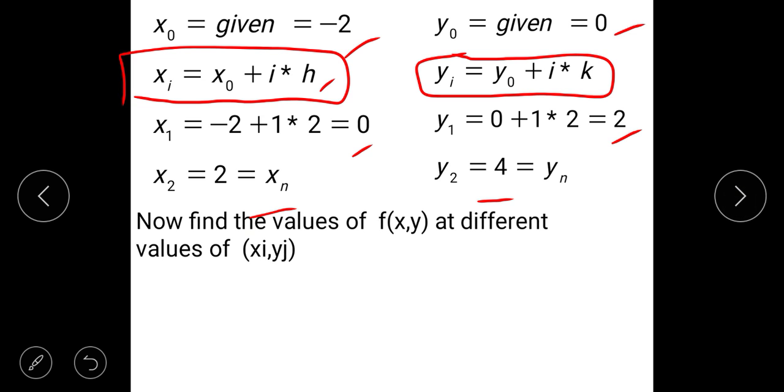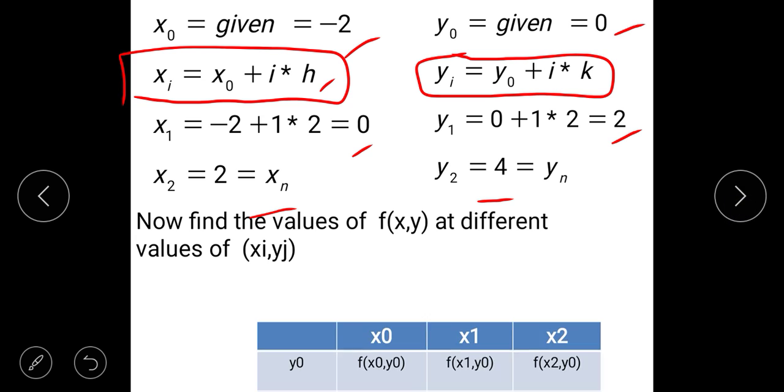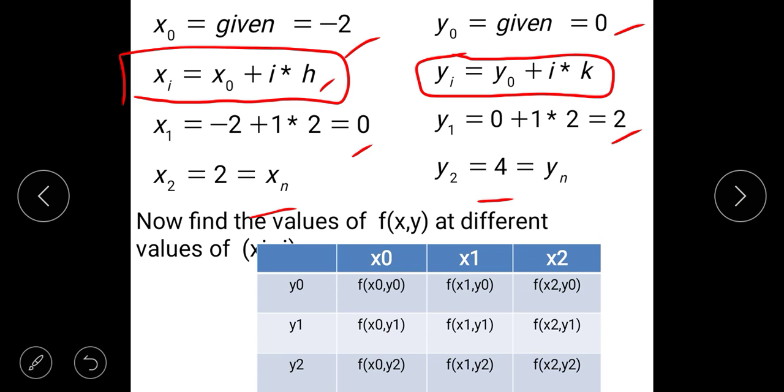Then we have to prepare that table that we have discussed in the trapezoidal rule. Find the value of x comma y at different locations of x comma I comma j. Now this is your table. Now how to draw this table and how to remember this table? First of all, write all these terms x0, x1, x2 in the row. Then you write y0, y1, y2 terms.